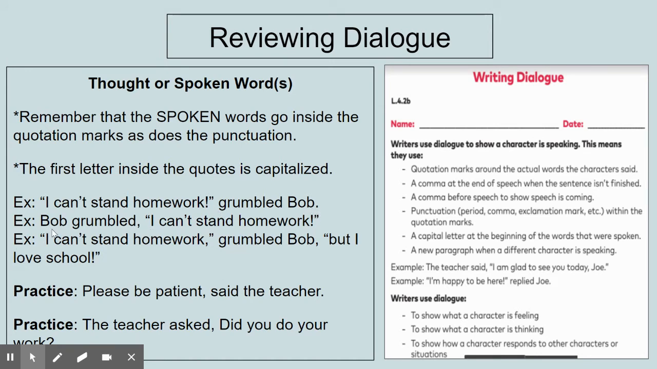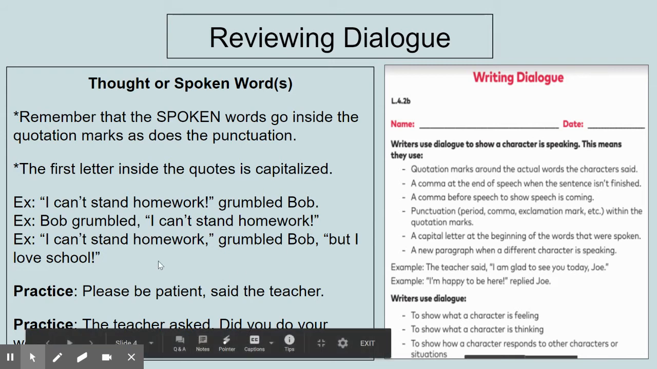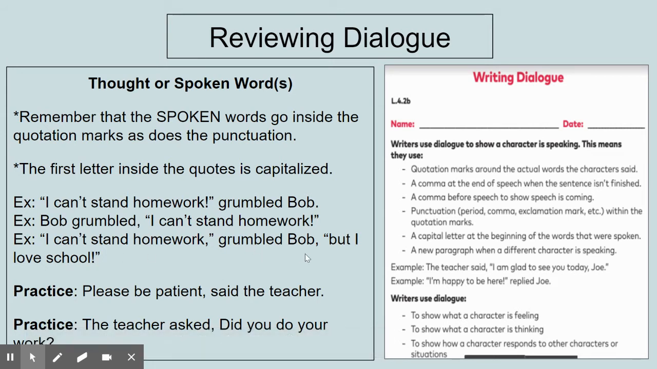This is with our tag at the beginning. Bob grumbled, "I can't stand homework." Notice we have a comma before the speech. Our quotation marks go around what was said, and it starts with a capital. Punctuation goes inside. And then on the end, "I can't stand homework," grumbled Bob, "but I love school." Notice the tag is in the middle. The speech continues, so I have a comma here, and then that's lowercase because I could say, "I can't stand homework, but I love school," all in one sentence, right?